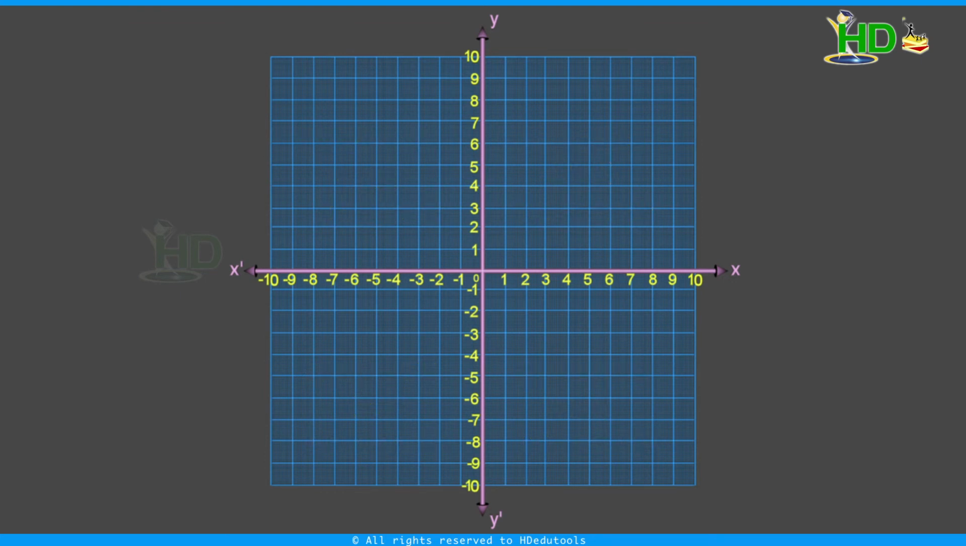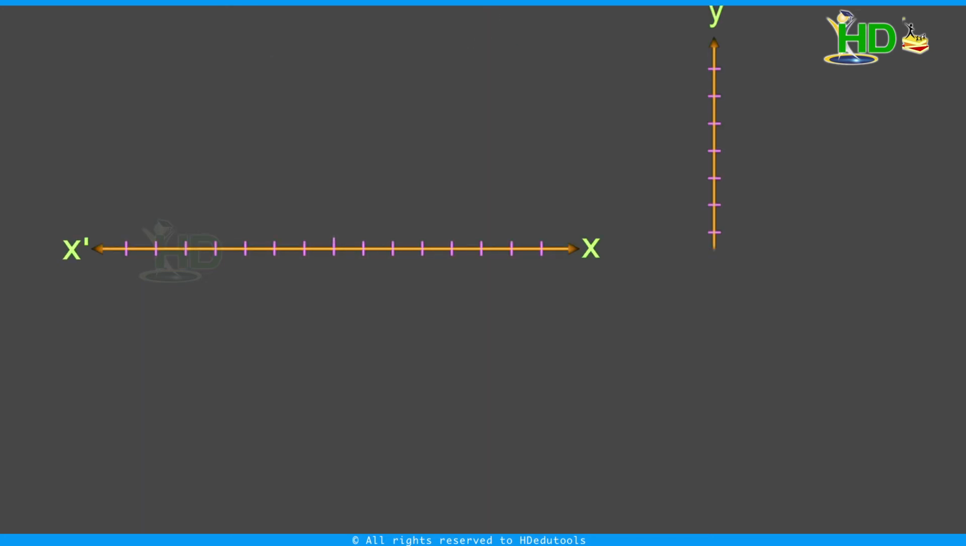Now, how to plot a point on a graph? Suppose a point P, 4, 6. We have to mark this point on the graph. Now, this is the graph. First, you take the graph. Now, you draw a horizontal number line and a vertical number line. Where these two lines meet, you take this as the origin, that is 0. And from this, to the right, you mark 1, 2, 3, 4, etc. To the left, minus 1, minus 2, minus 3, etc. Similarly, these are 1, 2, 3, 4. And this side, minus 1, minus 2, minus 3.